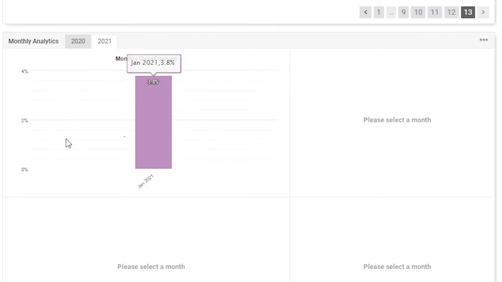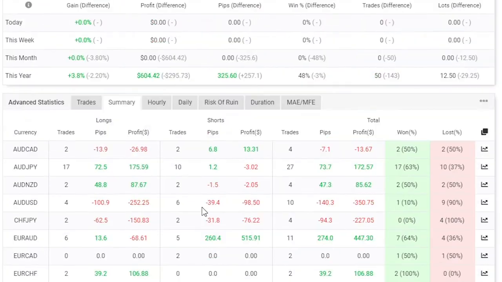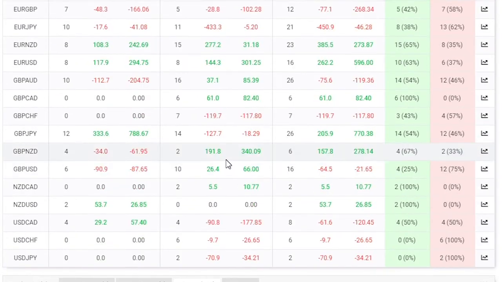And as you can see, January, 3.8%. Going back to 2020, 5.95%. And November, 0.05%. Not bad, very good, and a very decent effort. So what can I say and what can I recommend? I can recommend quite a few things.